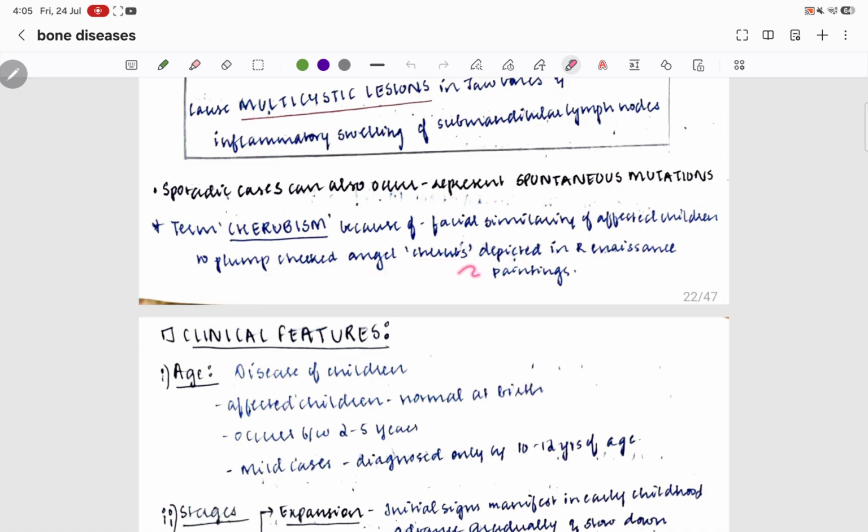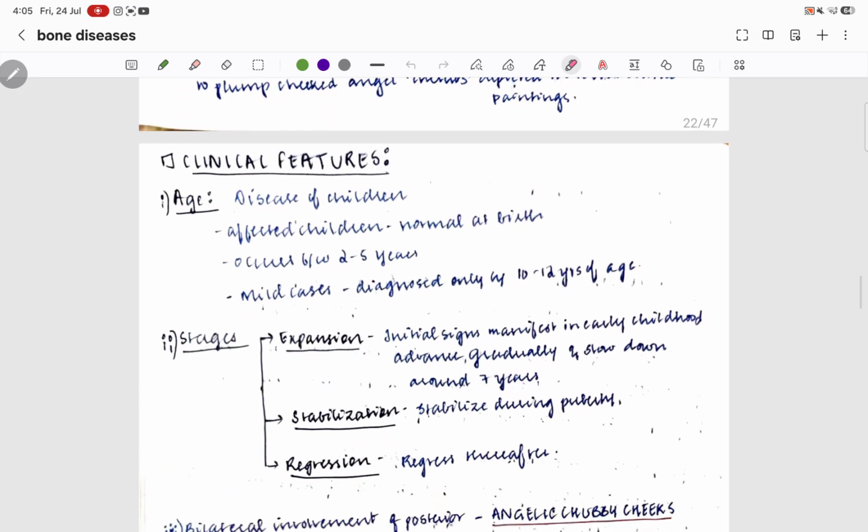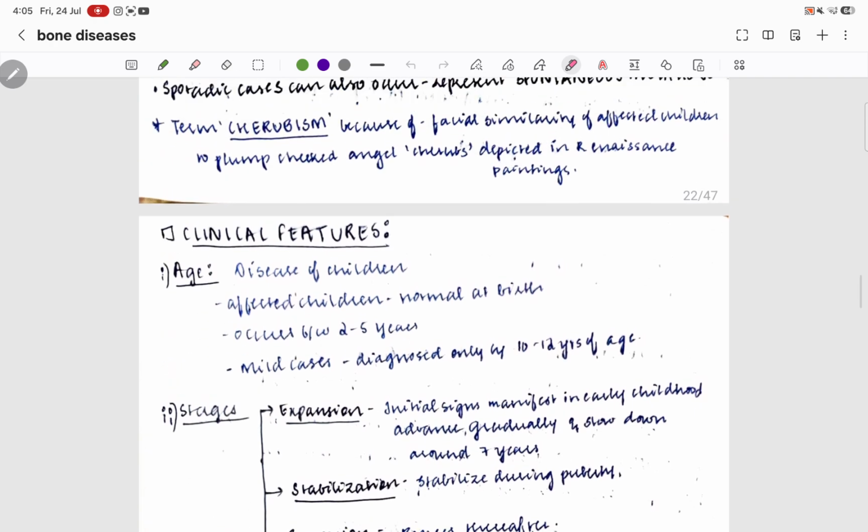Cherubs. Okay, so cherubs. These are the children who have chubby cheeks, and they are depicted in Renaissance paintings. You just need to know that cherubism means chubby cheeks, or angel-like children who have chubby cheeks.